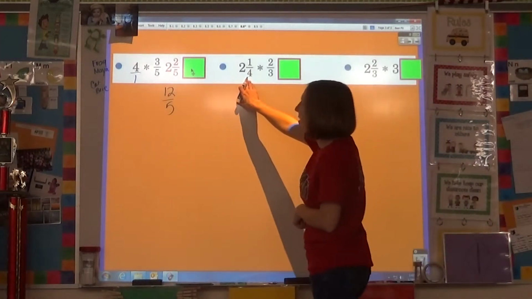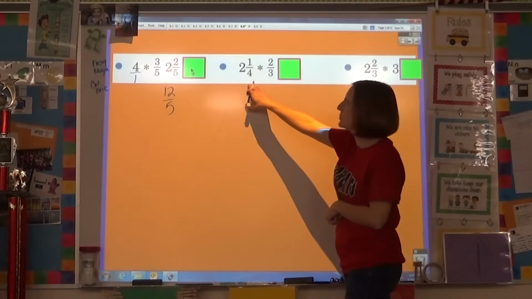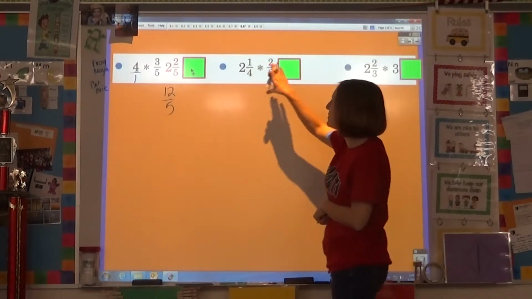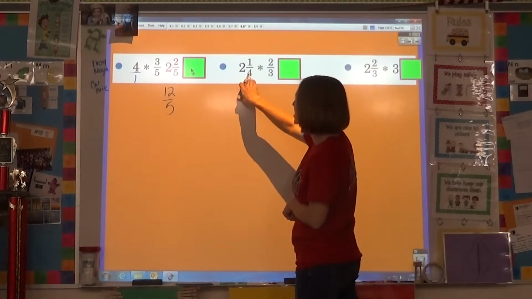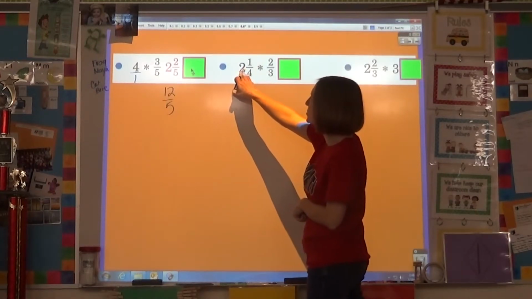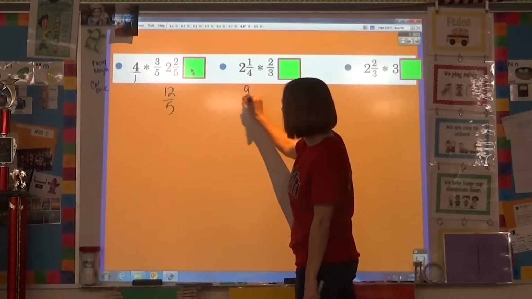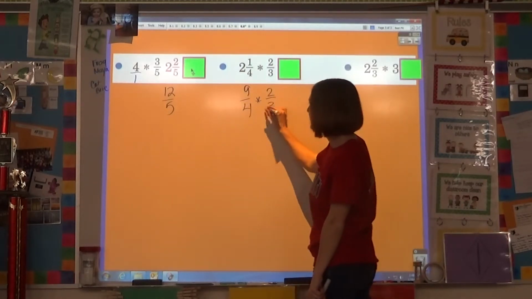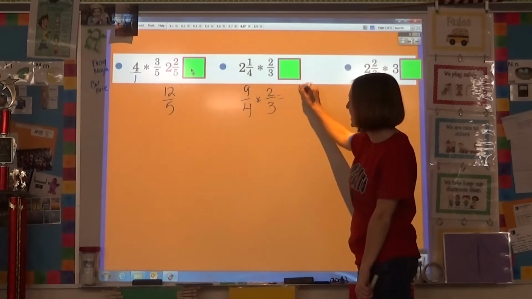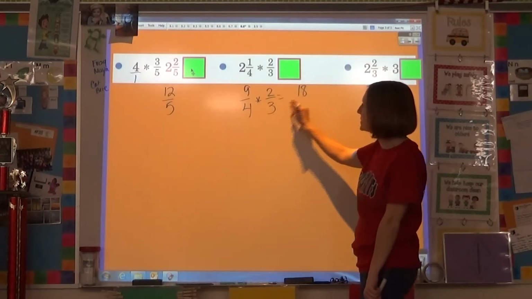My mixed number needs to be changed into a fraction. When I multiply, I have to do fraction times fraction, not mixed number times fraction. So make sure we change this. So 4 times 2 is 8 plus 1 is 9. So I have 9 fourths times 2 thirds. 9 times 2 is 18. 4 times 3 is 12.